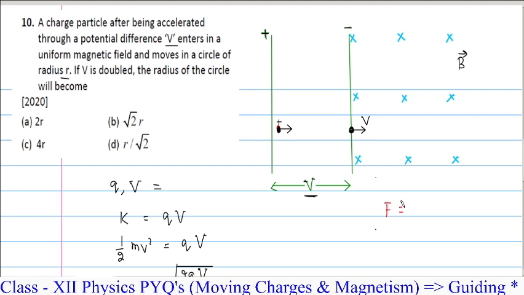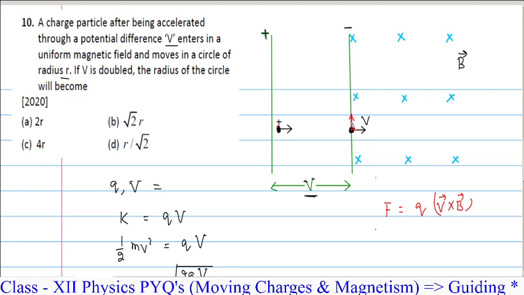The force is given by F equal to q into v cross B. So we can apply the rule of cross product. Move your fingers from velocity towards magnetic field, from the first vector to the second vector, then the thumb will give us the direction of force. The thumb is pointing up. So this is the magnetic force. Due to this magnetic force, the particle moves in a circle of radius r.